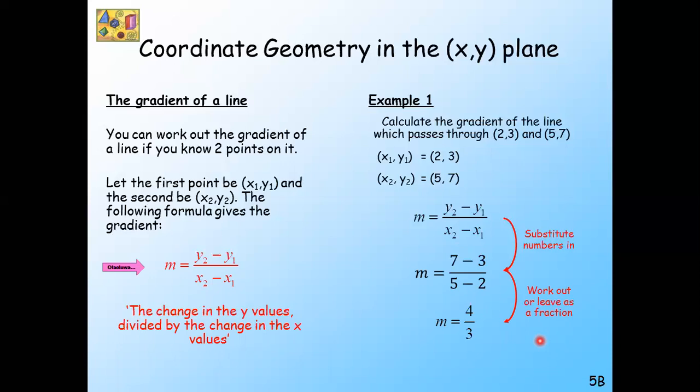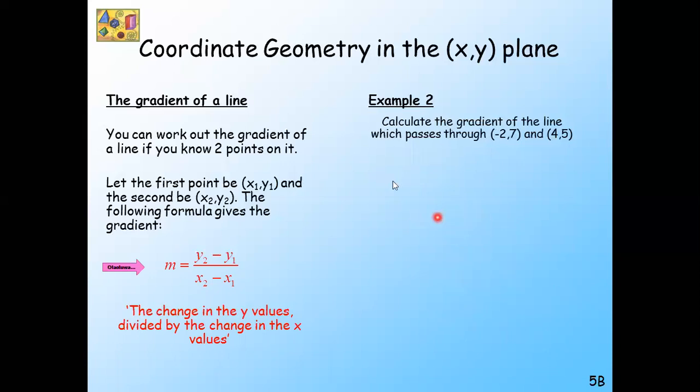Now let's take a look at another example that says calculate the gradient of the line which passes through minus 2, 7 and 4, 5. Next, we solve by actually indicating which of them will be our x1, y1. For my own problem here, my x1, y1 is minus 2, 7, and I've decided to call my x2, y2 4, 5.